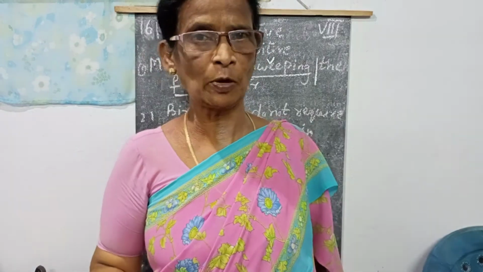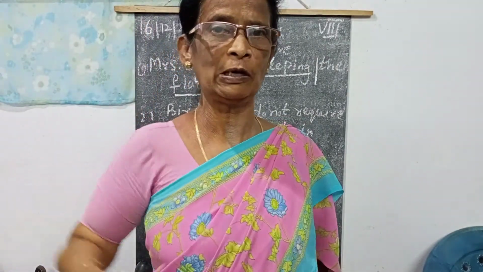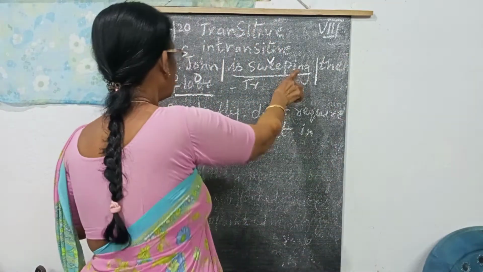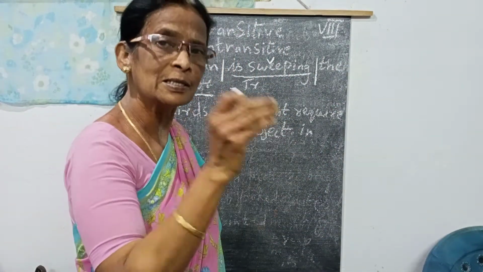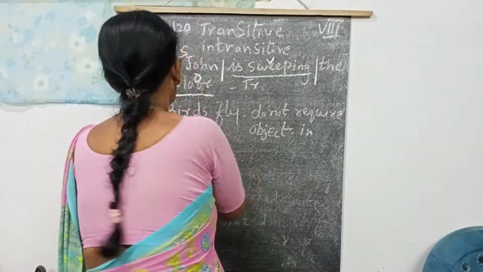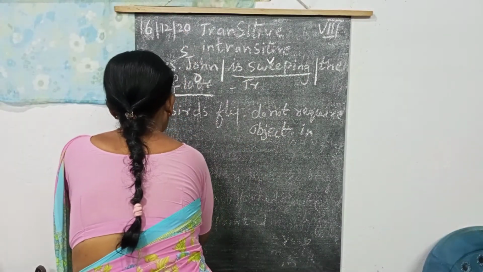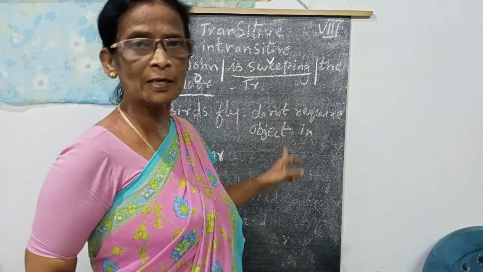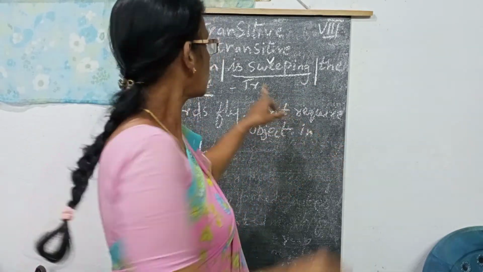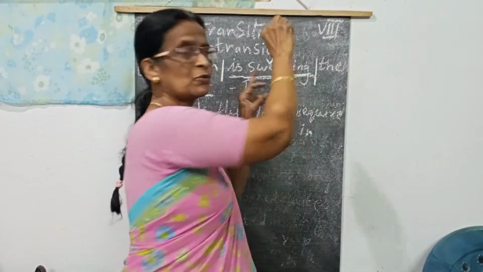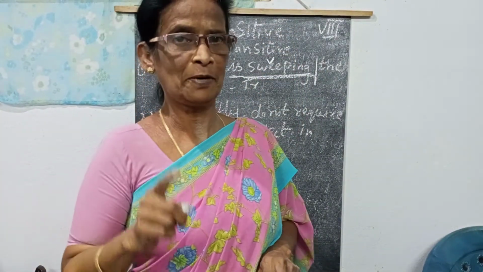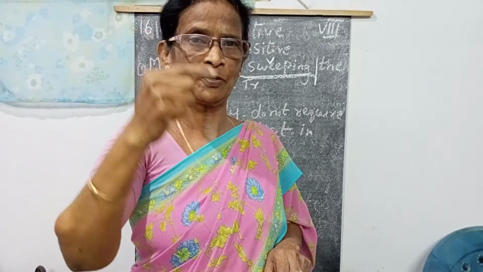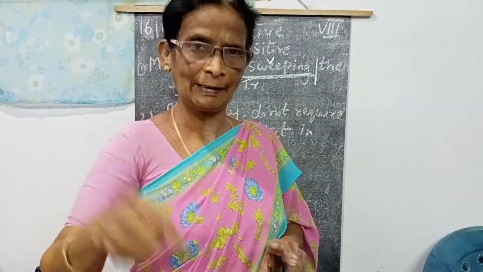Have you remembered the clues I told when you were learning the active voice and passive voice? We'll try. This is the object. The object comes to the subject place. What is the object here? The floor. The floor is singular. Here the present continuous tense is there. Have you remembered what I told? Present singular plural, past singular plural, continuous tense singular plural. I will tell again.